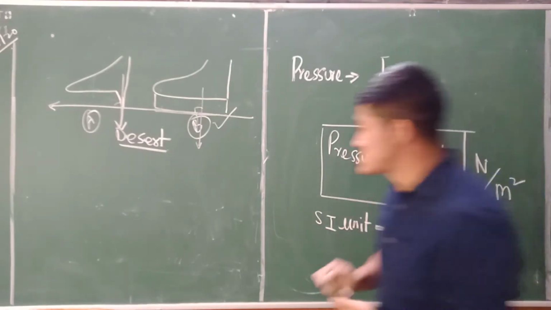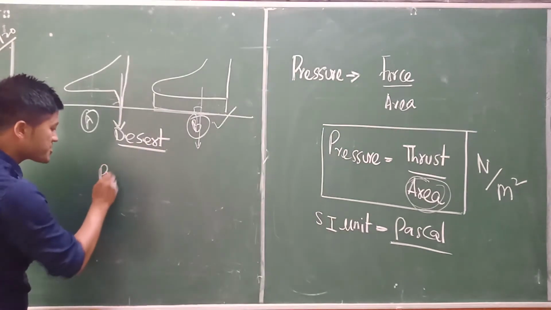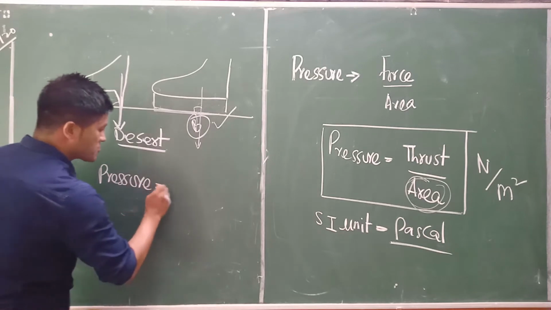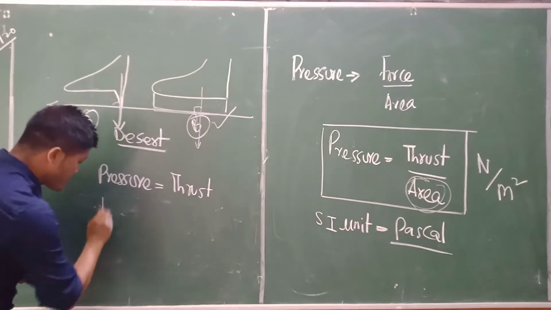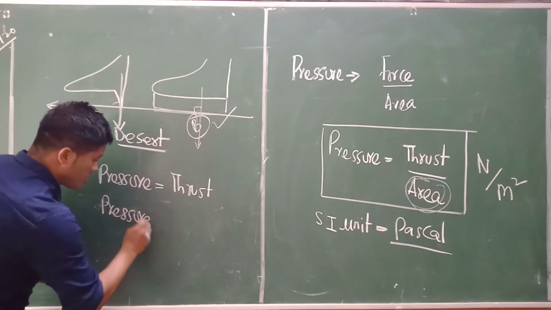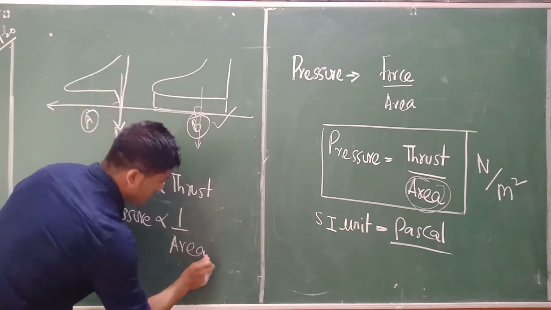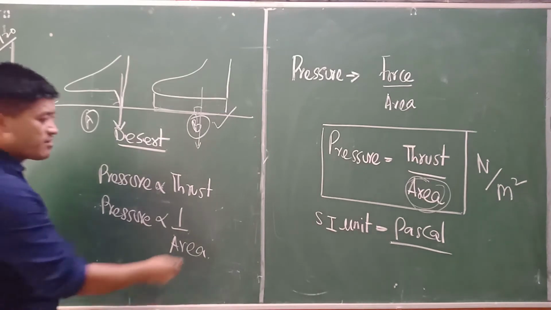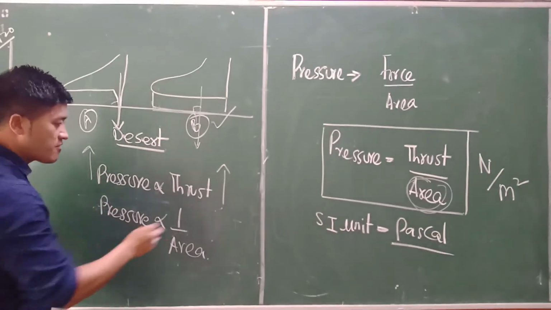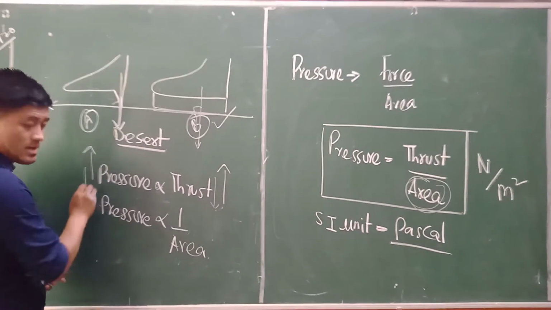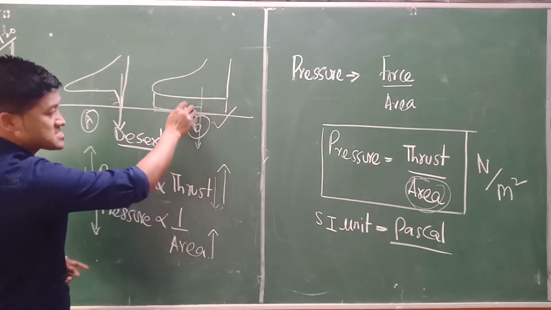So, taking this example, we will study this one here. That is pressure is equal to thrust, but pressure is inversely proportional to 1 upon area. So what I'm trying to say is, if the thrust is more, the pressure will be more. If the thrust is less, pressure is also less. But if the area is more, the pressure will be lesser. That is the case over here.